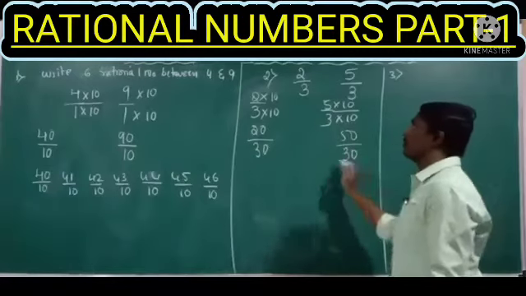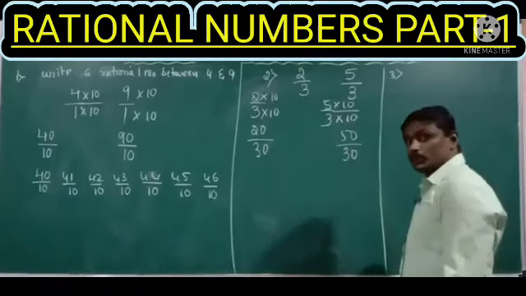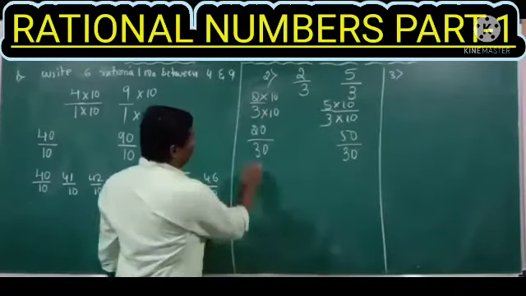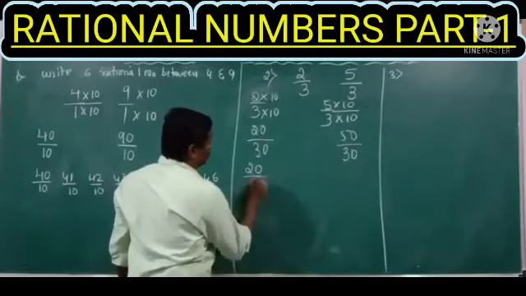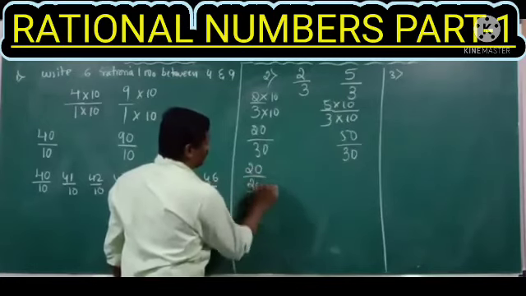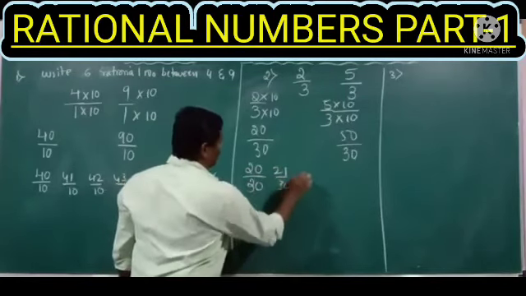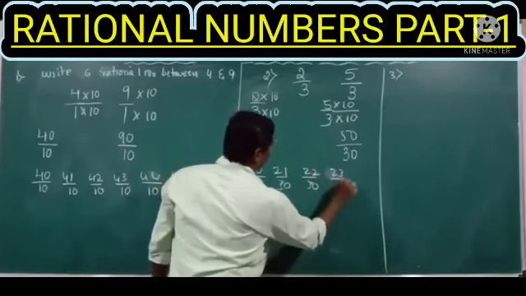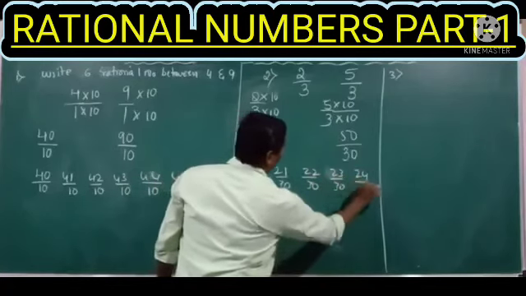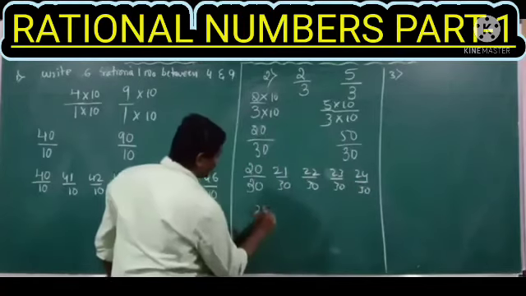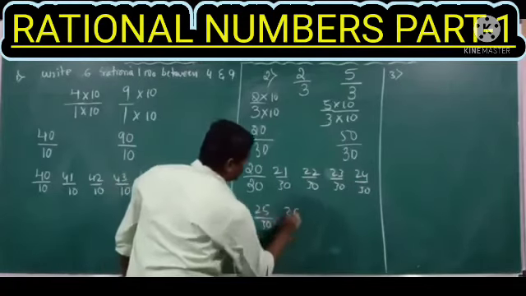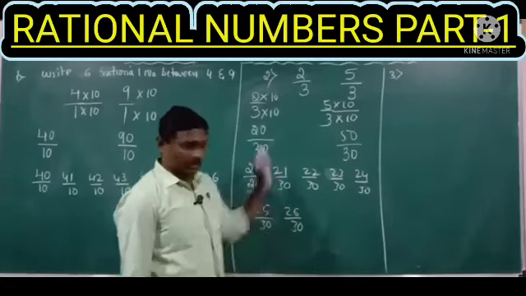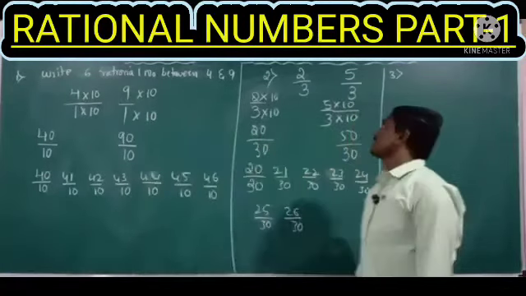Again we have two same denominators. So you can write the rational numbers from 20 by 30 to 21 by 30, 22 by 30, 23 by 30, 24 by 30, 25 by 30, 26 by 30. This is the easiest method, no? Now see the next method.